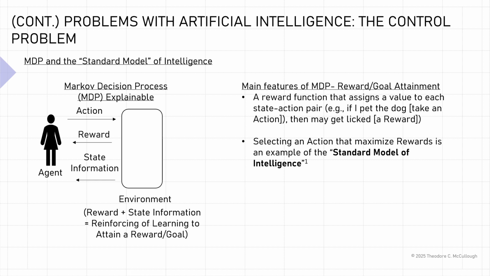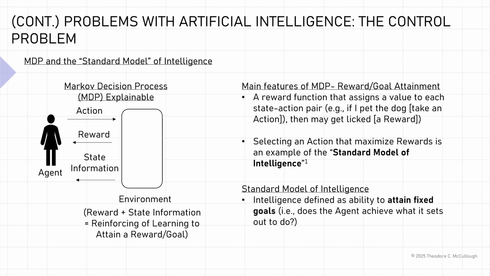So for example, if I pet a dog, that is, take an action, and then I may get licked, I may receive a reward. So you select an action that maximizes the reward. And this is an example of the standard model of intelligence. Really, the standard model of intelligence is intelligence defined as the ability to attain fixed goals. Put another way, does the agent achieve what it sets out to do? Now, this idea of a standard model of intelligence is going to be critical to understanding the control problem, according to Russell.